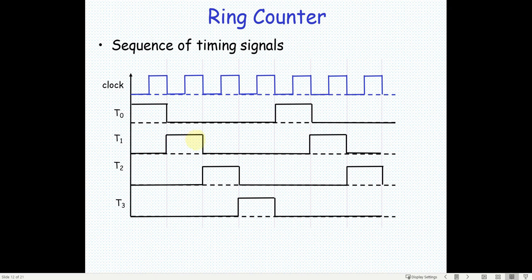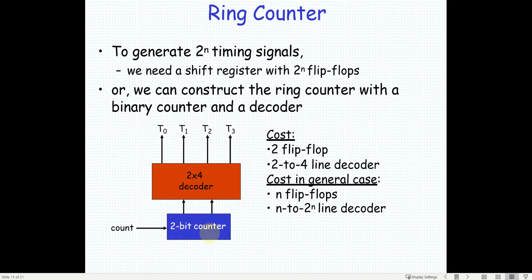If you see in these 2 signals, what are the bits it will generate? It will generate 0 0, 0 1, 1 0, and 1 1. So if you have a 2-bit counter here, it will generate all the 4 combinations. If you give it into a 2 to 4 decoder, this line will go high, and subsequently this line will go high, then this line, and then this line. So by using only a 2-bit counter, I can generate a 4-phase clock using a decoder also.